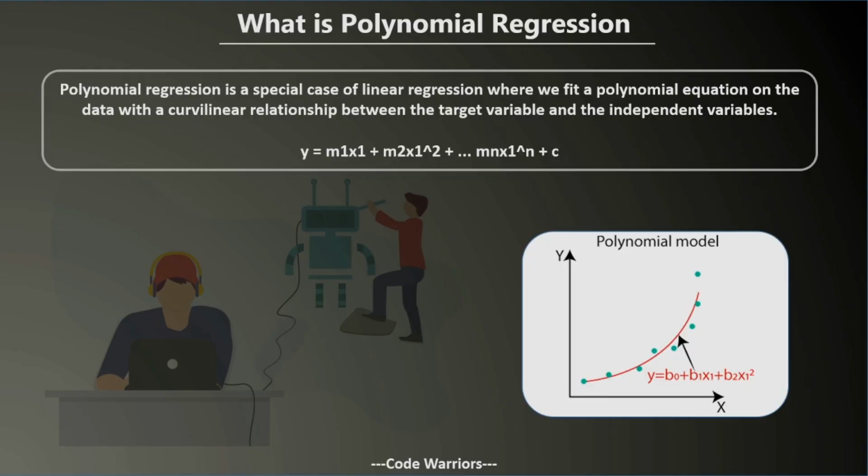Now that's it. What polynomial regression is, is that it will create a model of multiple polynomial forms of our independent variable, which is x1 here, and then it tries to fit the data points non-linearly, which is a curvilinear relation between them.